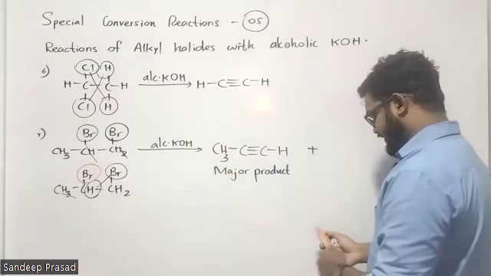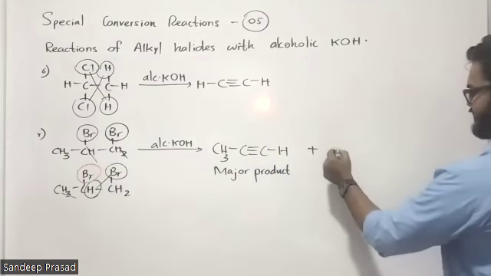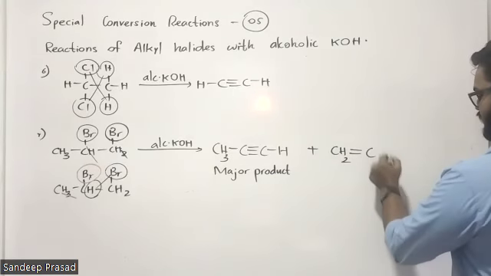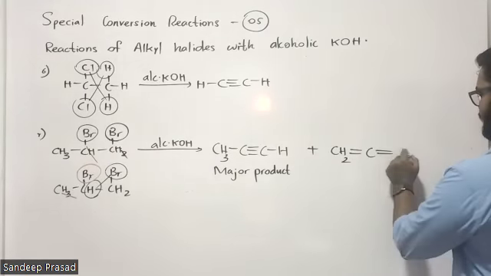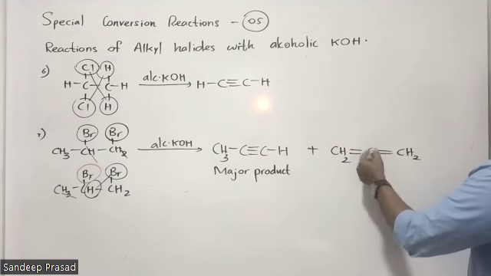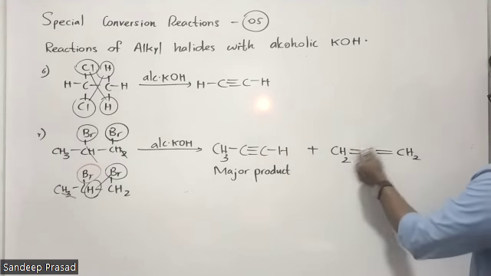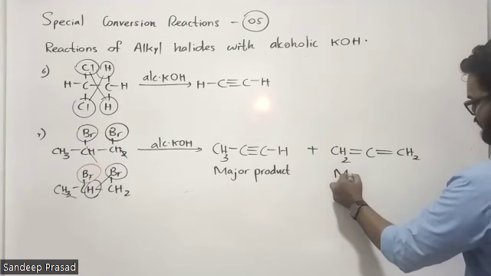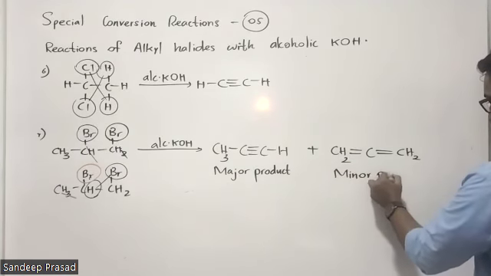Therefore, we can say that the product should be like this: CH2 double bond C double bond CH2. So what is this compound? Whatever the compound, it doesn't matter for us. We obtain the product. This product is actually a diene. You can clearly see that the carbon is having 2 double bonds. So this would be the minor product of the reaction.